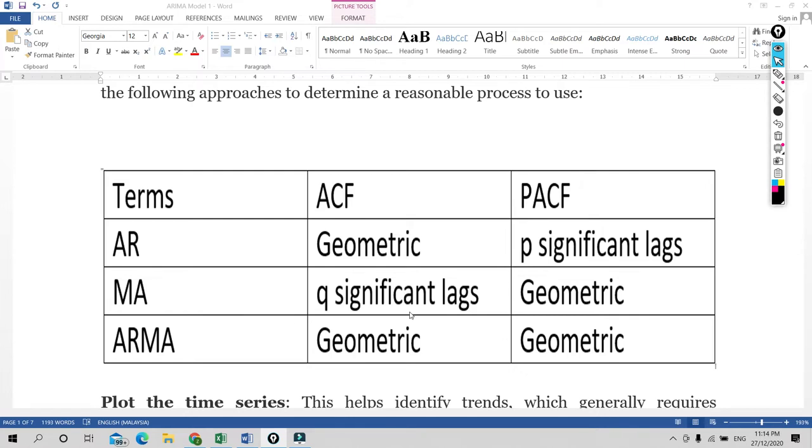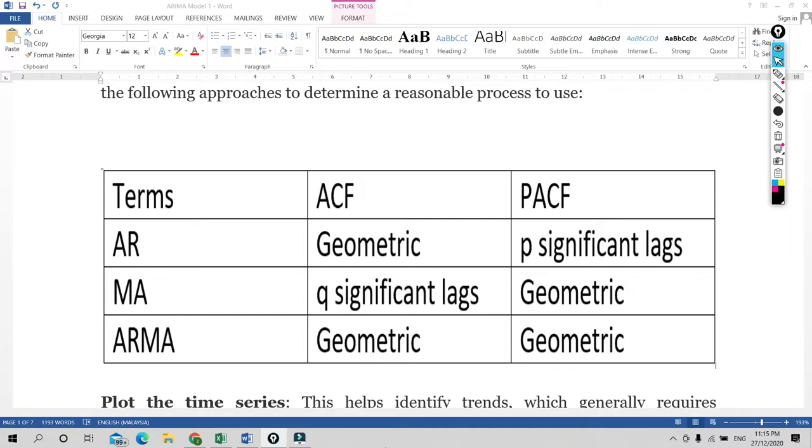Now for the MA model, if you draw the ACF and PACF graphs and you find that the PACF tails off as a geometric series, and your ACF is significant at lag Q, then we choose the MA model. We choose the ARMA model if both ACF and PACF are geometric series.